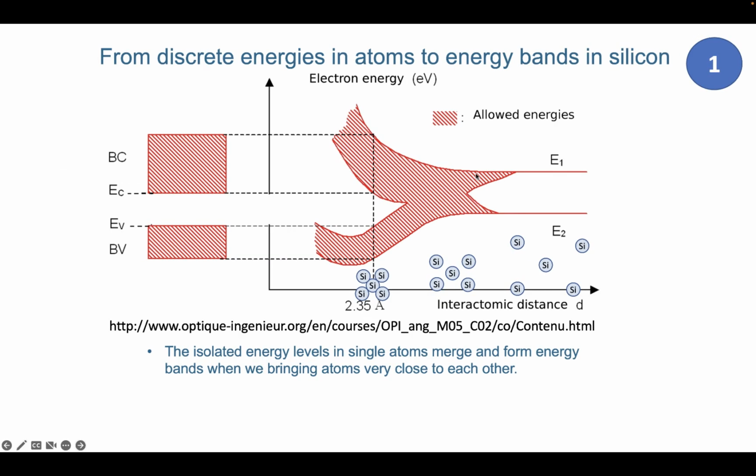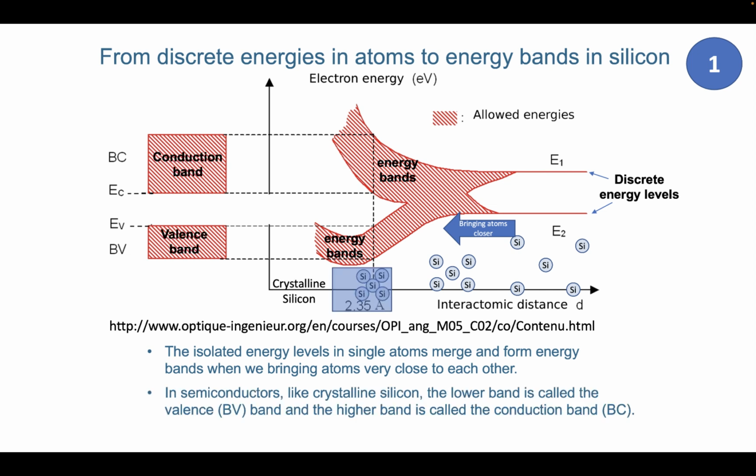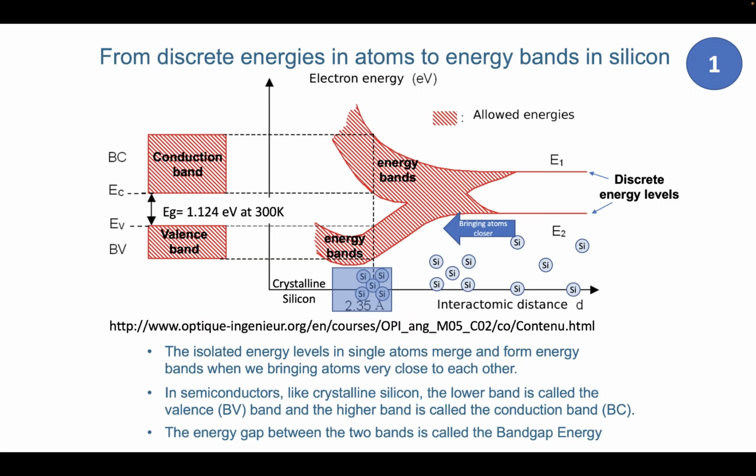You may have learned that when atoms are far away from each other, so that they cannot interact with other atoms, they absorb or emit very specific packets of energy. These allowed energy packets are defined by what we call energy levels. As we bring atoms closer and closer to each other so they can interact, these energy levels overlap and they form what we call energy bands. In semiconductors like crystalline silicon, the lower band is called the valence band and the higher band is called the conduction band. The energy gap between the 2 bands is called the band gap energy.